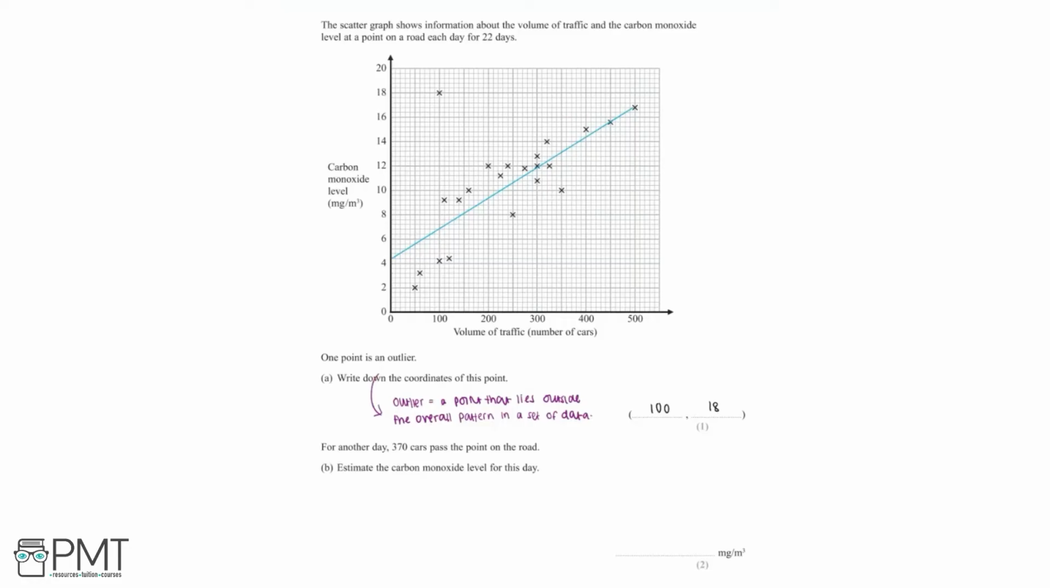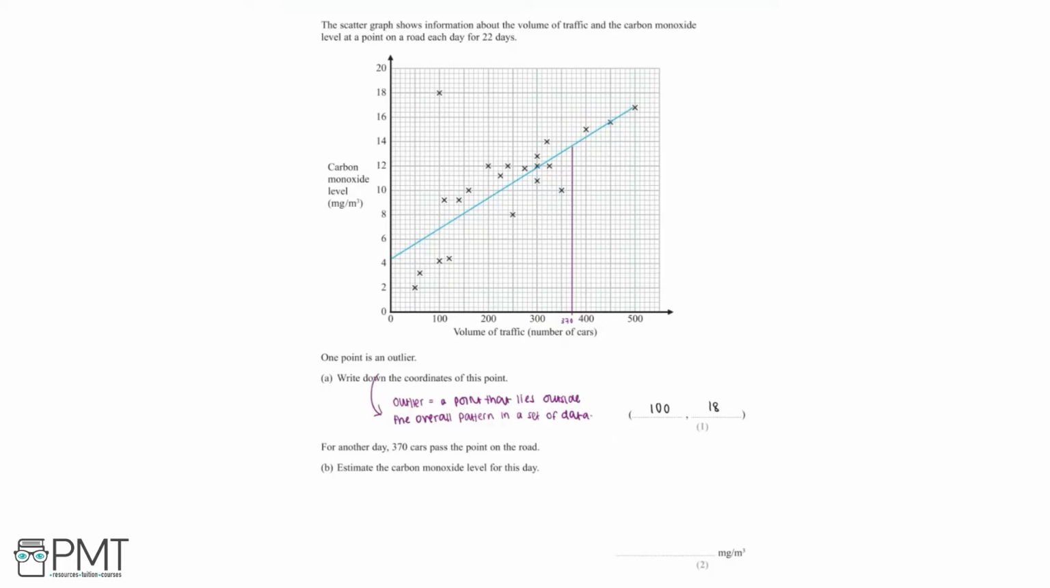Now that we've drawn our line of best fit, we can use this in order to find the carbon monoxide level on the day at which 370 cars pass the point on the road. To do this, we can start by identifying the point at which x is equal to 370 and drawing a vertical line from this point up until the line of best fit. And so you can see that we've identified the point at which the number of cars is equal to 370 and we've drawn a line up until the line of best fit.